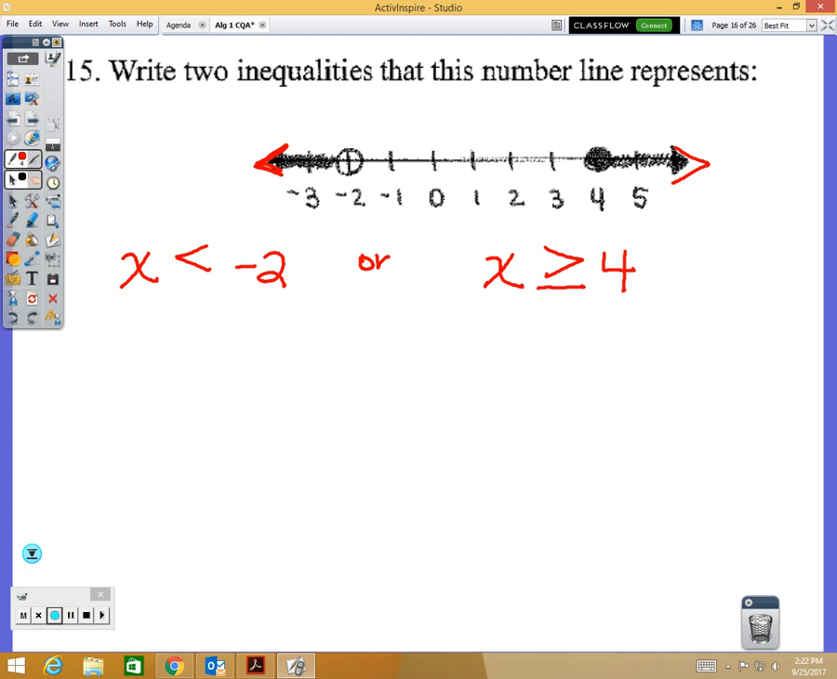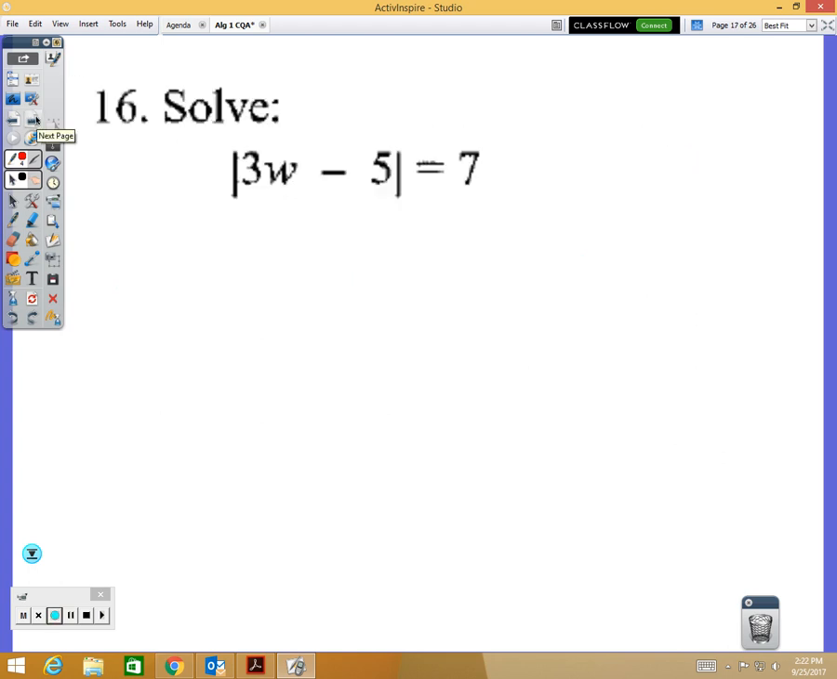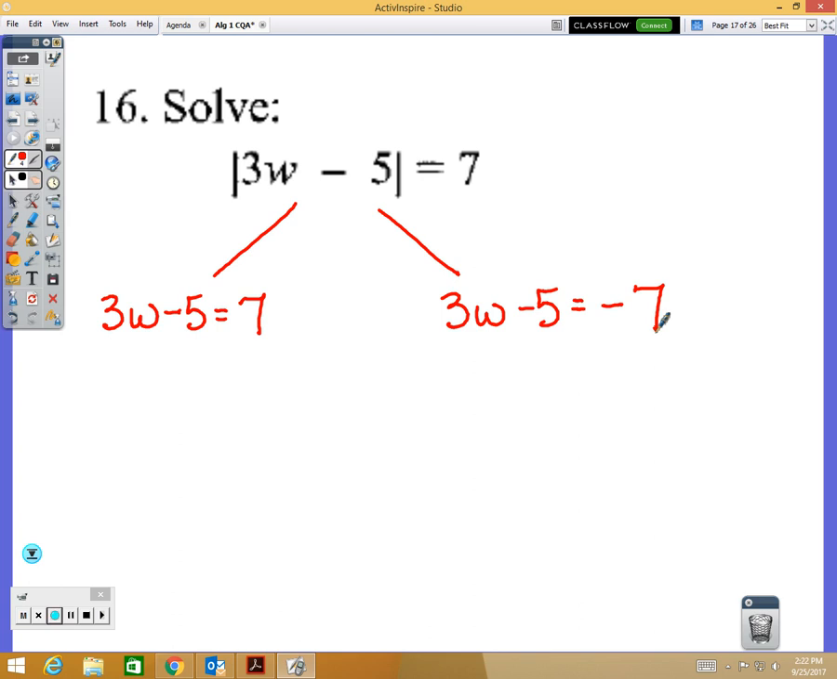All right, let's look at question number 16. Question 16 wants you to solve this problem that has the absolute value sign in there. So the way that we solve this problem, 3w minus 5 can equal 7, or 3w minus 5 can equal -7. And now we're going to solve them both separately.